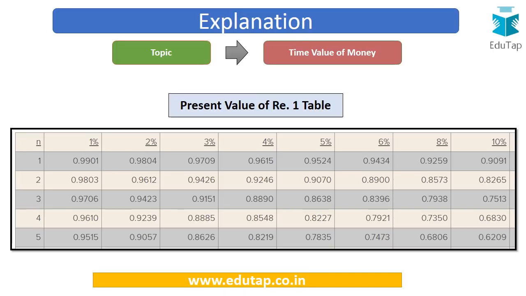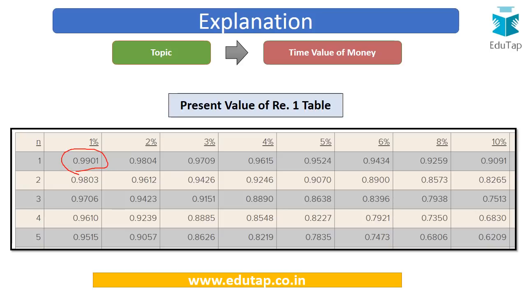Now friends, in order to arrive at the answer, we must be aware of how to calculate present values. So here is a present value of rupee 1 table. You can understand that if rupee 1 is invested for a number of years and for different rates of interest, what is going to be its present value. So for 1% interest rate, the present value of rupee 1 is going to be 0.9901.